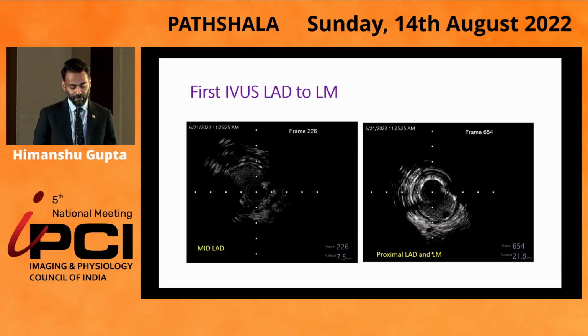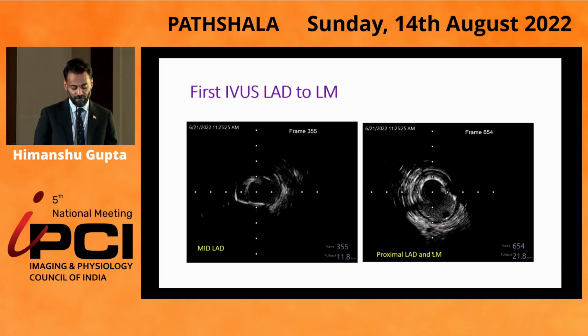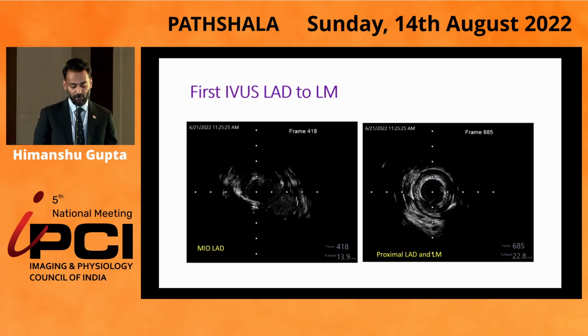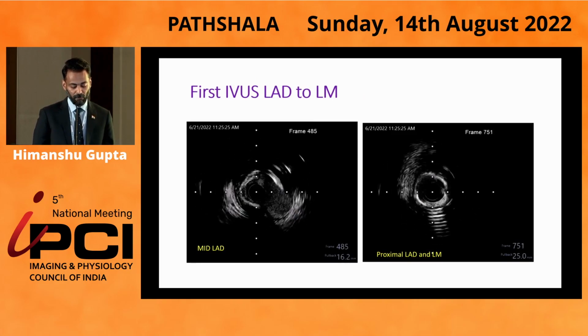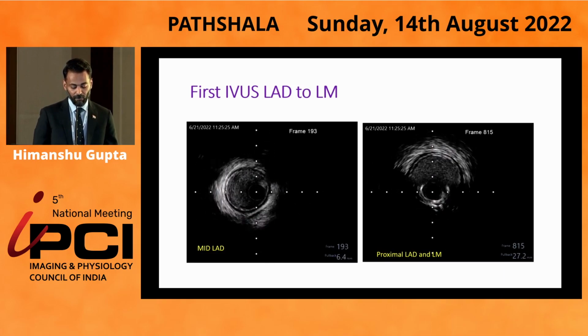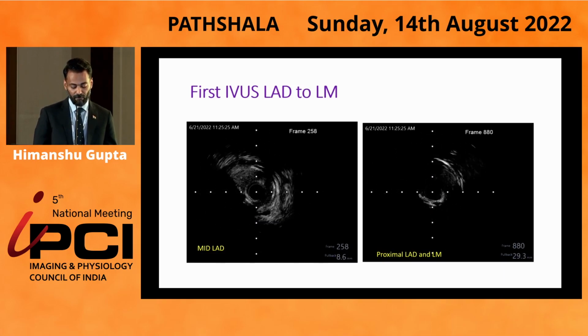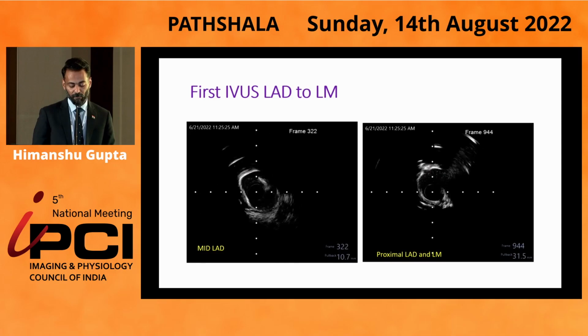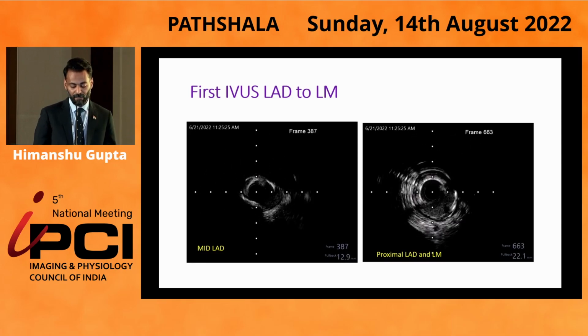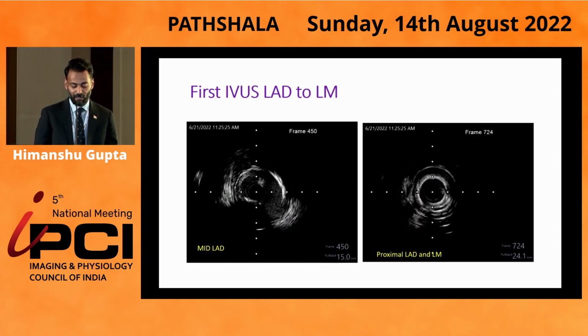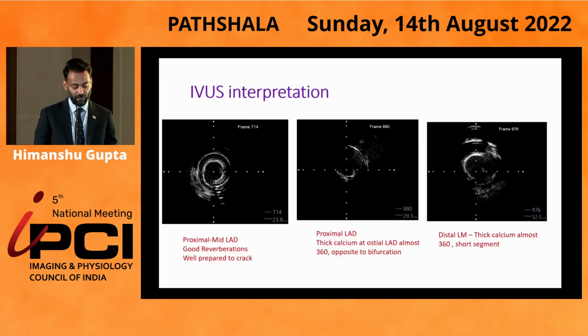So we check the mid-LAD, we see some nodularity which has been tackled. There is circumferential calcium in the mid-LAD. In the proximal LAD, we see a lot of reverberations because of the good rota that we have done. But as we come to the ostium of the LAD, we see very large calcium burden. With Dr. Gary sitting here, I will never say it's thick calcium, but a large volume of calcium sitting there. And then we need to plan our strategy ahead.